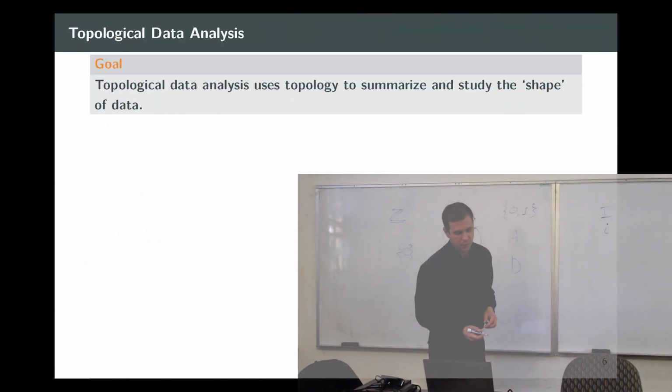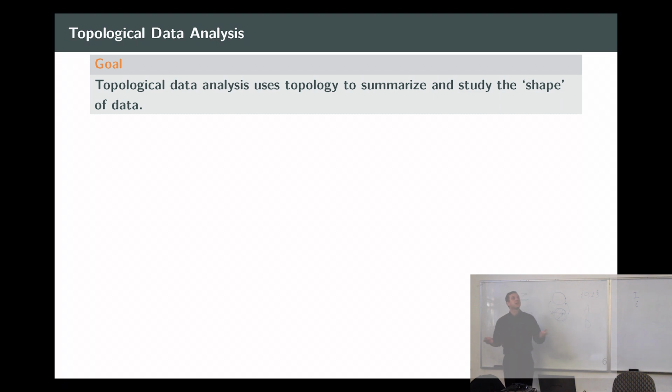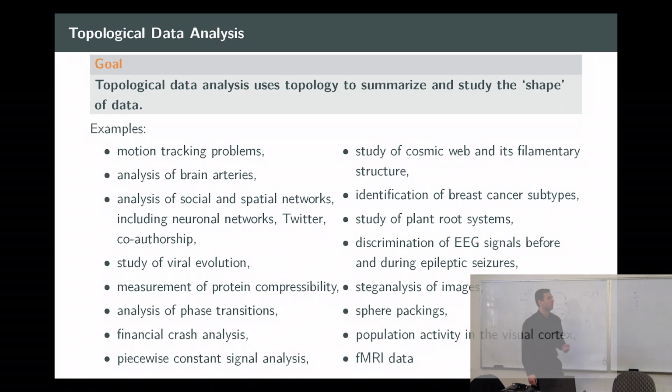Great. So topological data analysis uses topology to summarize and study the shape of data. And here are some applications that I just took out of a book. But this is what people are using. This relatively new field, I think the first big papers came out in 2007 using this. But the things I'm familiar with are the fMRI data and the example of finding a new type of breast cancer. Those are two famous examples.